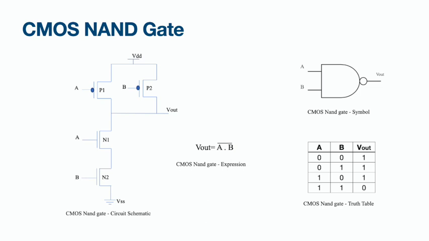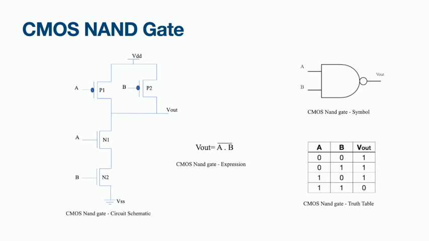To construct a 2-input CMOS NAND gate, we need 2 PMOS transistors and 2 NMOS transistors. The 2 PMOS transistors P1 and P2 should be connected in parallel. The 2 NMOS transistors N1 and N2 should be connected in series. The 2 PMOS transistors will work as the pull-up network. The 2 NMOS transistors connected in series will work as the pull-down network.